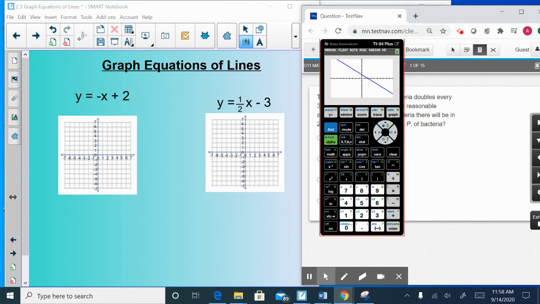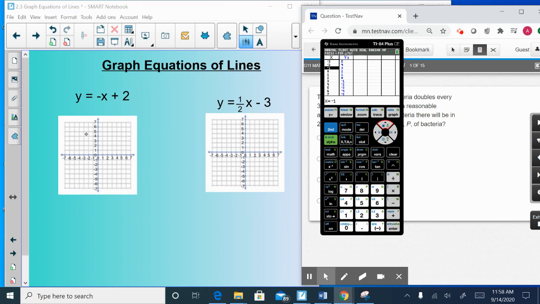You're going to push second and then table. So it's the same as the graph button, but table. And it's going to give you some points to plot. I want to point out that this does scroll and it will go forever. So, you probably don't want to test it.